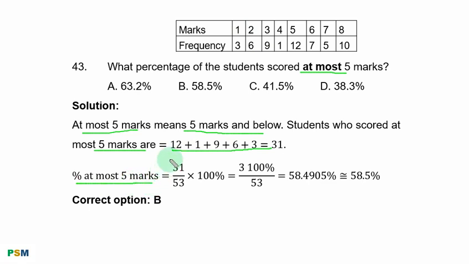Percentage at most 5 marks becomes those that scored at most 5 marks over total students, 53, times 100%. You have it in this form, and that is this value to 1 decimal place or 3 significant figures, you have 58.5%. The correct option is B.